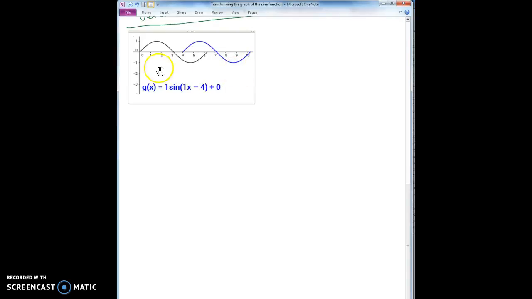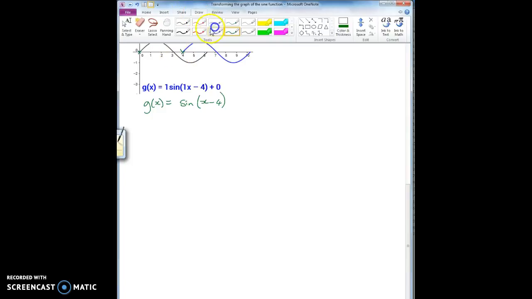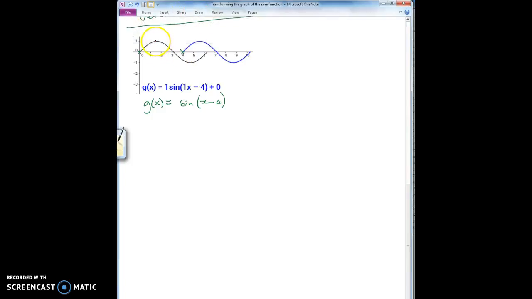This one is a little bit more difficult to explain. Let's start by just simplifying this expression a little bit. So we've got 1 times sine of x minus 4. Okay, now notice that this sine function is beginning here at the origin, 0, 0. This one is beginning at 0, 4. So hopefully you can see that the effect of that is a horizontal translation. And it's exactly 4 units in the horizontal direction.